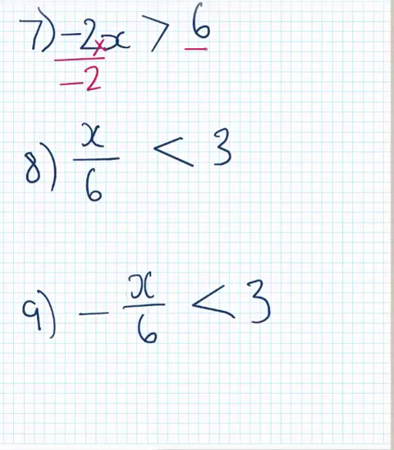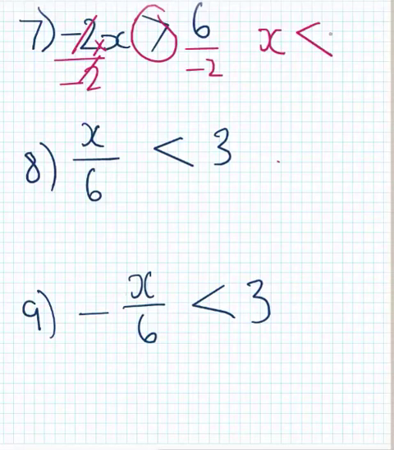Sorry, it's just frozen. There we go. Divide by -2. And this cancels out, but because we divided by a negative value, we must switch the inequality sign. So I'll just put the answer over here. So x will now be less than 6 divided by -2 is -3. And that will be the answer for 7. So just remember, we had to switch it.